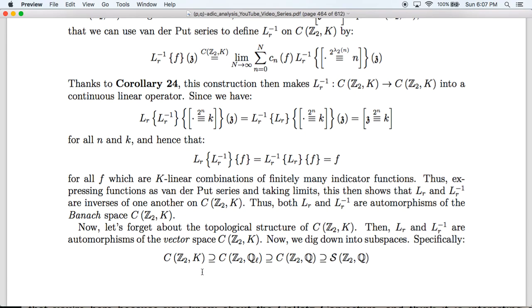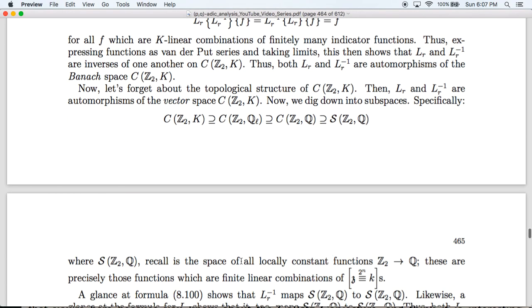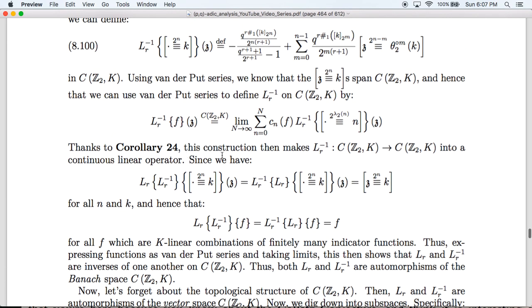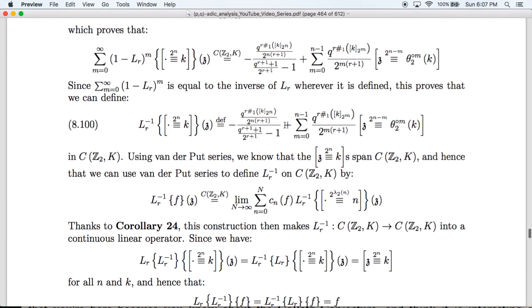In other words, we're going to be restricting from the vector space of continuous functions from Z2 to K to the vector space of locally constant rational functions on Z2. Now, a glance at this particular formula shows that everything here is finite. This is a rational number. These are all rational numbers. So what this says is that LR inverse sends this rational valued indicator function to a sum of rational valued locally constant functions.